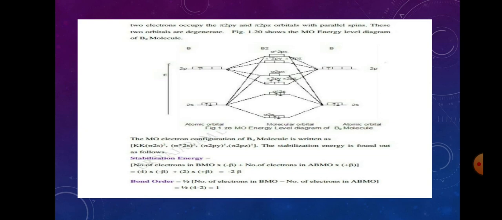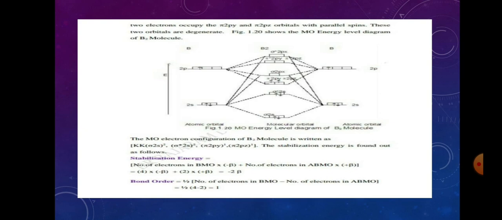And we know that these two orbitals are degenerate, meaning what? Having equal energy. Hence, the molecular orbital electronic configuration of the B2 molecule is KK sigma 2s2 sigma star 2s2 pi 2py1 and pi 2pz1. Here we see the molecular orbital energy level diagram of the B2 molecule.